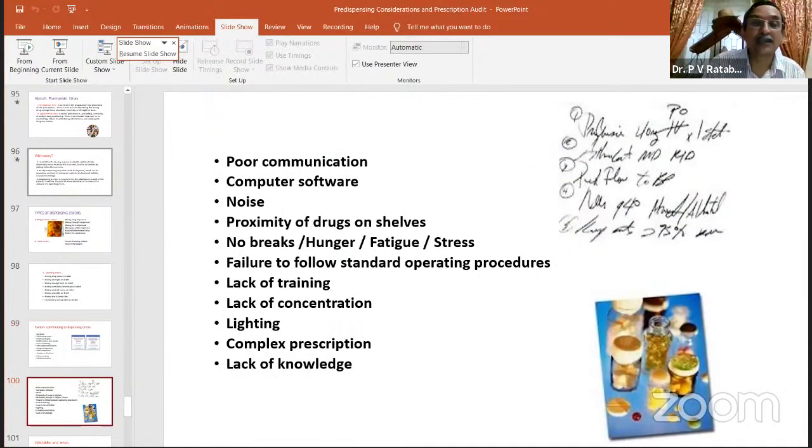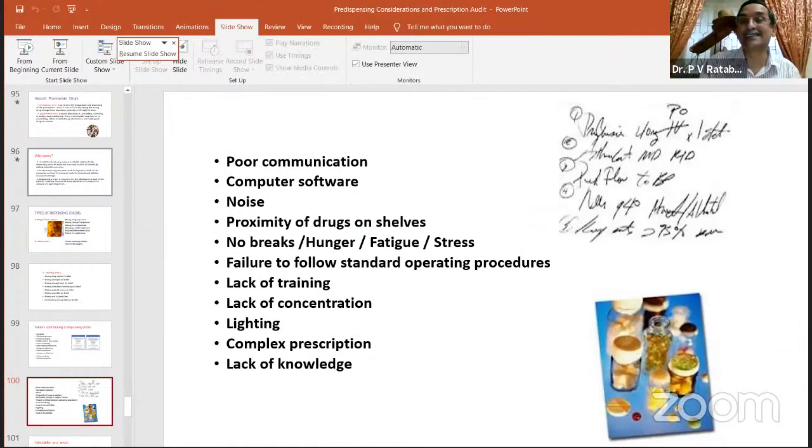Poor communication, computer software, you have typed wrongly, noise in the pharmacy. So a sound-alike drug, you may dispense. Proximity of drugs on shelves: two look-alike drugs, if you keep them together, then you can as well dispense a wrong one. No breaks, hunger, fatigue, stress. Failure to follow standard operating procedures. Lack of training, lack of concentration, lighting, complex prescription, and lack of knowledge.